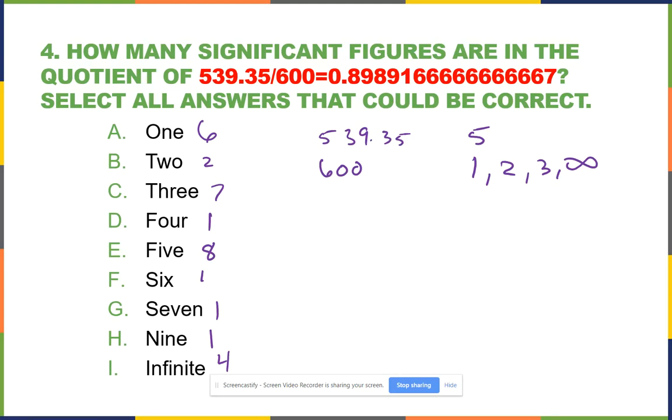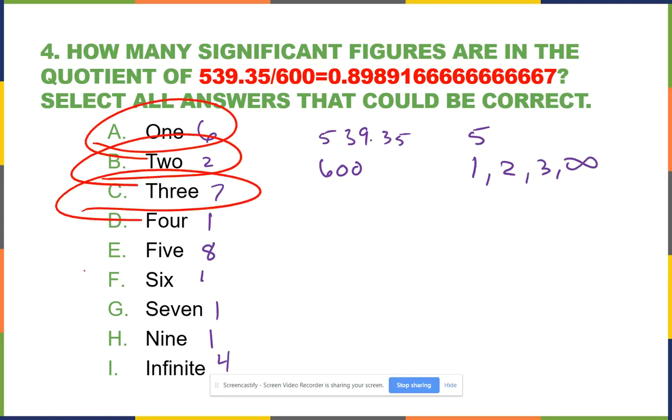So what's the rule for multiplication? The smallest number of significant digits is what they're rounded to. So 1 could be the smallest, 2 could be the smallest, 3 could be the smallest, or 5. So the possible correct answers here would have been 1, 2, 3, 5. Not 4 because we don't have any number that has 4 significant digits in it. There's no option to have 4 significant digits in either of those.